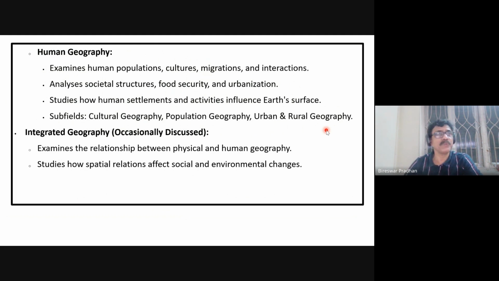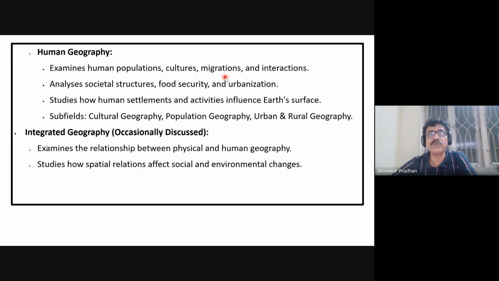Why are people urban, and what is rural geography? Integrated geography is occasionally discussed. What is that? It examines the relationship between physical and human geography. Without physical geography, human geography may not exist. It also studies how spatial relationships affect social and environmental changes. This is also crucial. When we talk about culture, it is also a tourism product, because a tourism product attracts something, whether it is the location or a prominent feature.